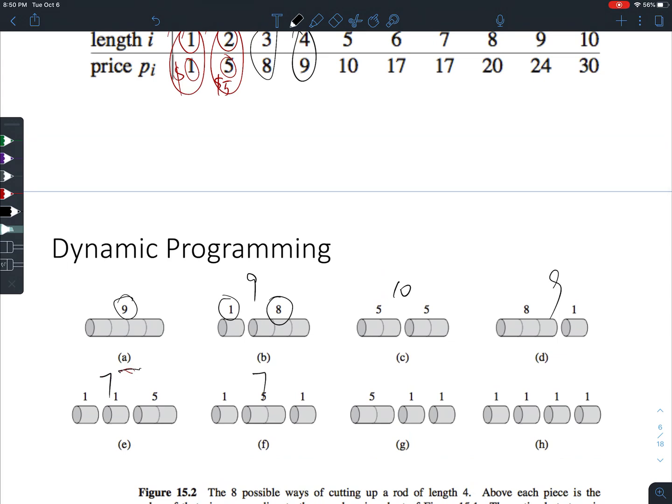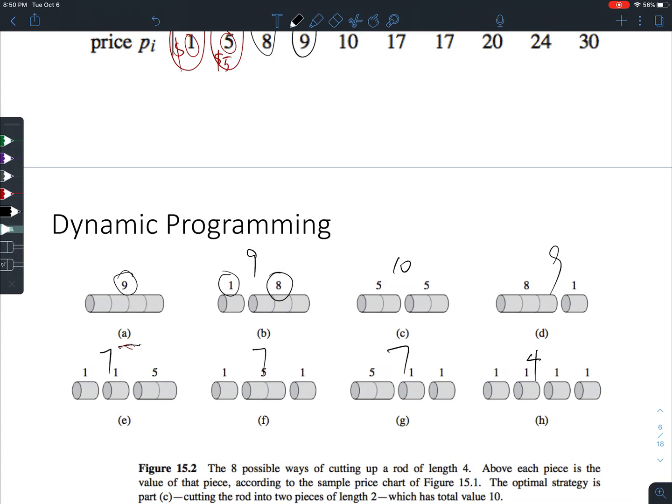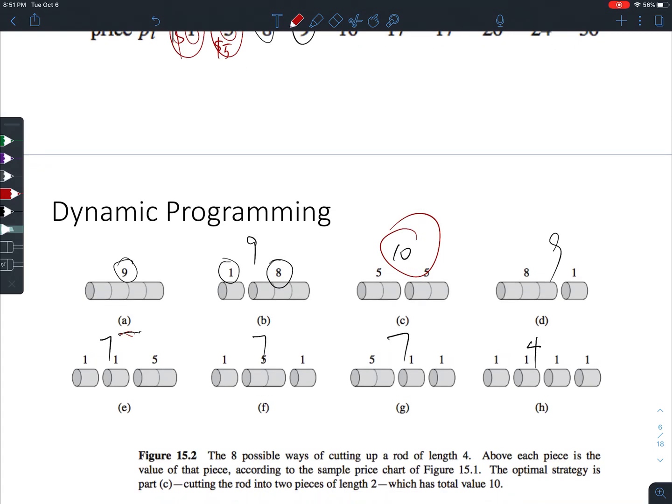1, 2, 1 is also going to be $7. 2, 1, 1 is also going to be $7. And if we cut it into 4 parts, where each part is only 1 inch long, we'll get $4. So after we enumerate all the possibilities, we find that the best way is to split it into 2 and 2, and we'll be able to make $10. So yes, this is the way to do it. It's definitely going to help us find the best way to cut the rod.